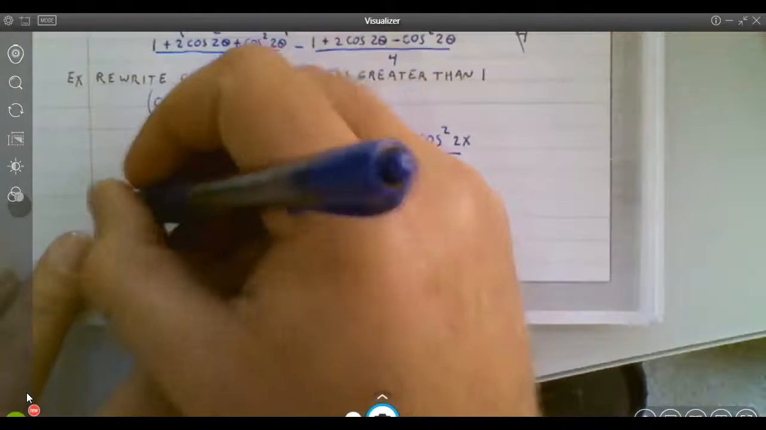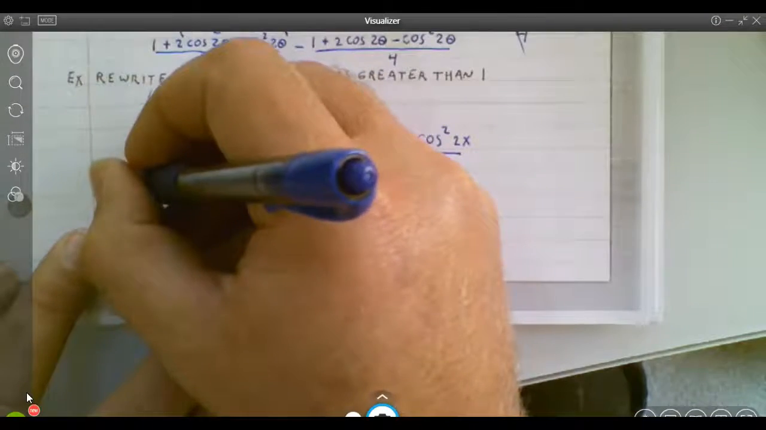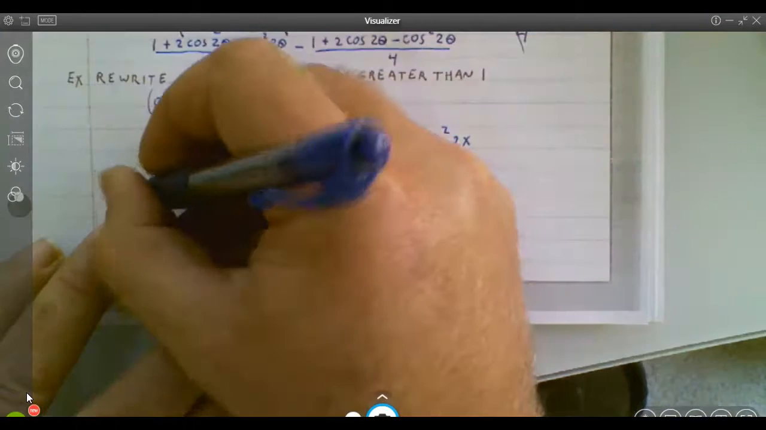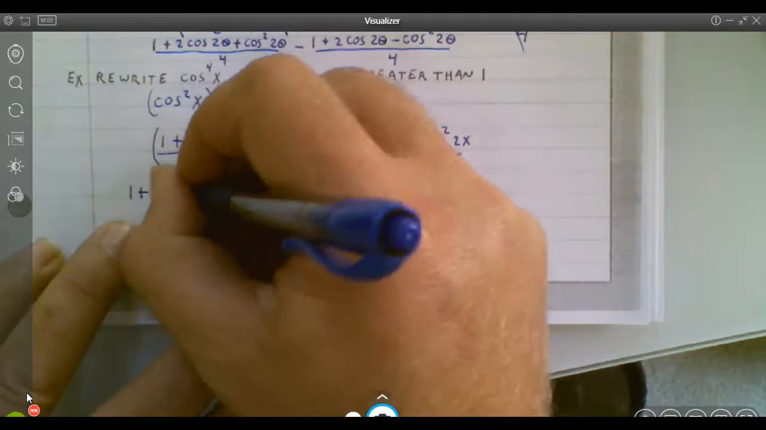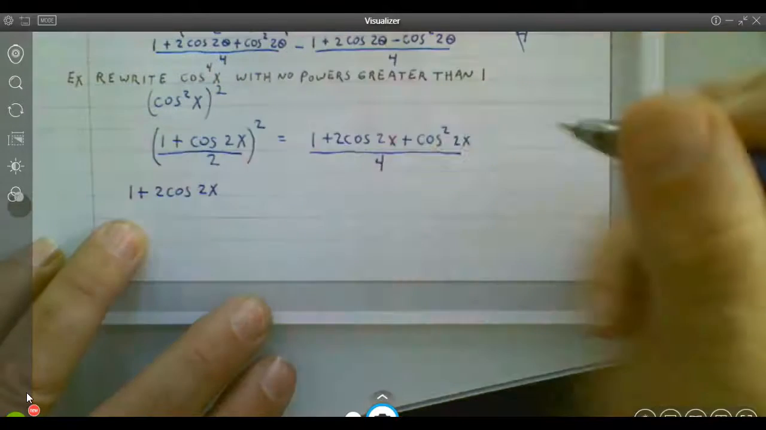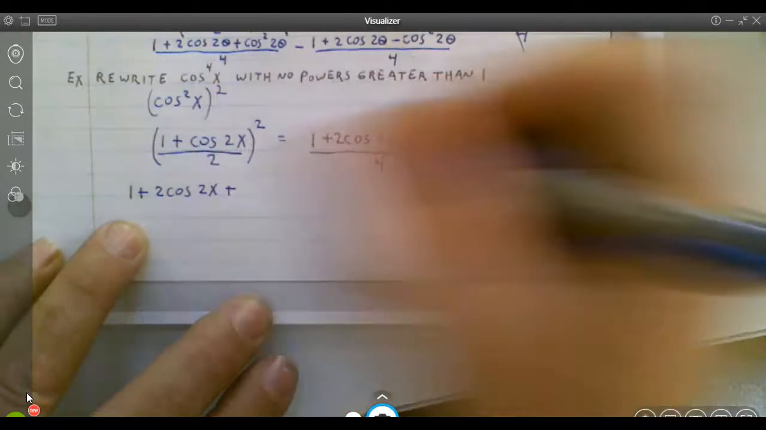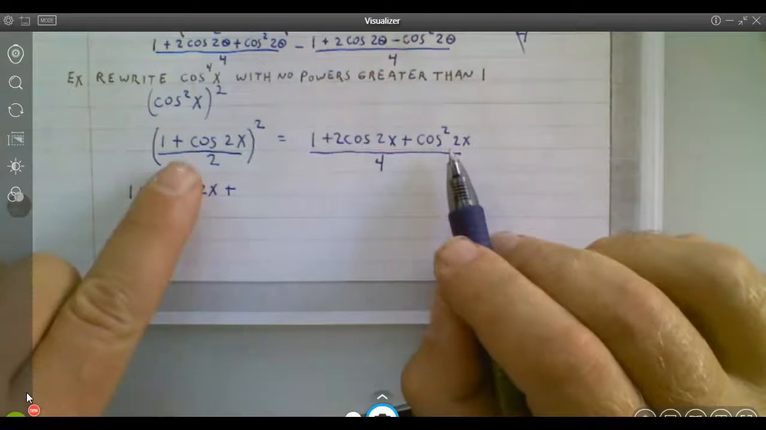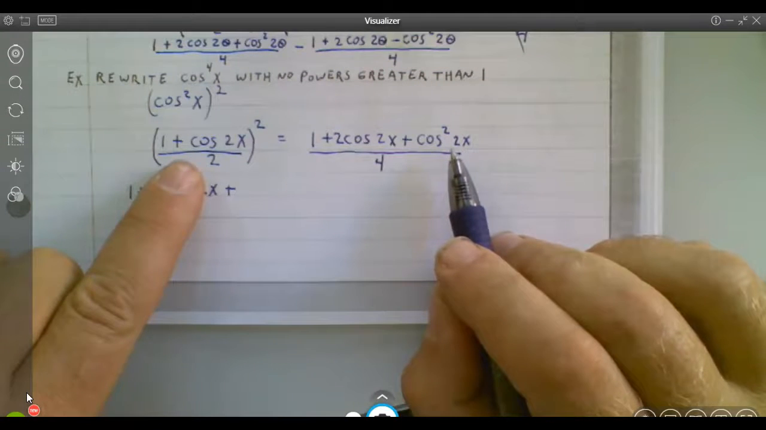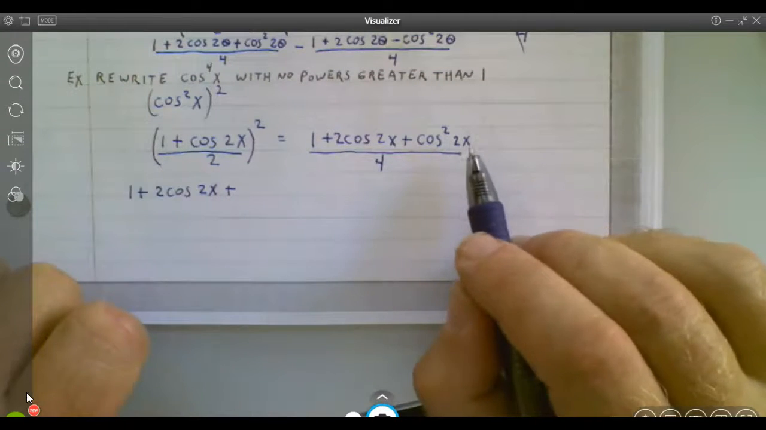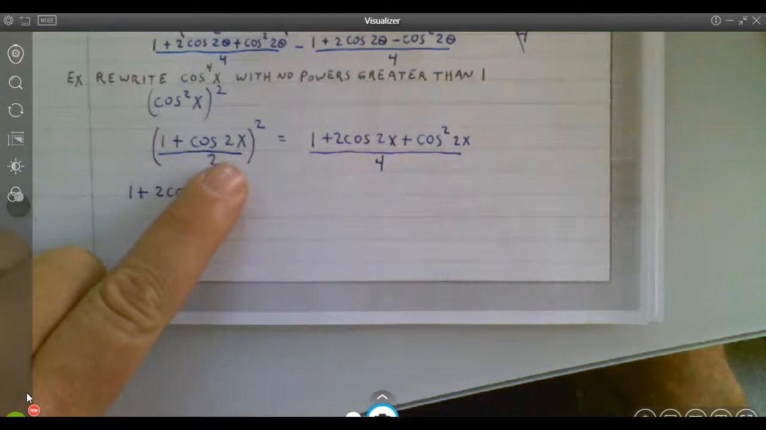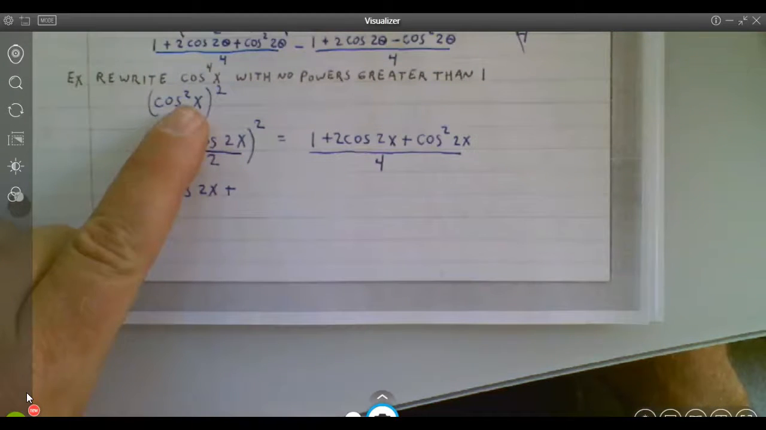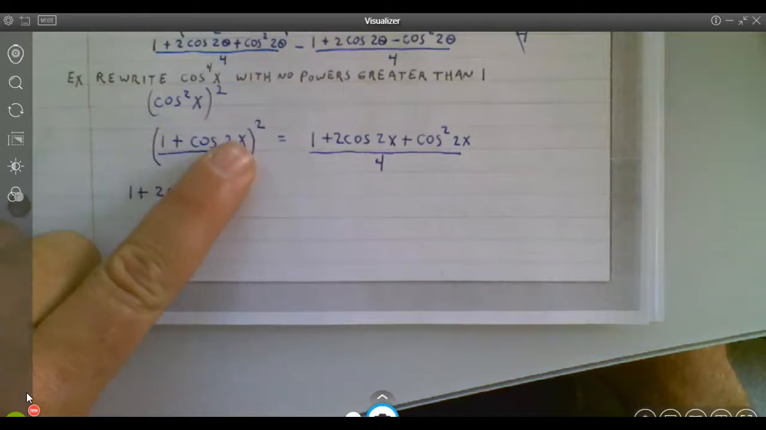So I'm going to bring it over here. I'm trying to make sure I can get all this in. So I got my 1 plus 2 cosine 2x. But I'm going to replace this with my power reducing formula. But one thing you got to notice on this one is what the angle is right now. When you go from cosine squared to this, what happens is you multiplied your angle times 2.